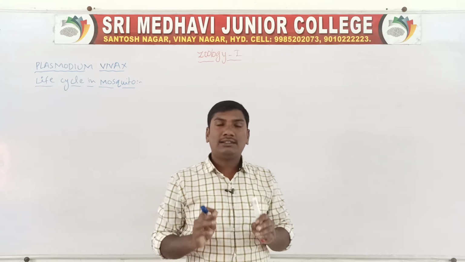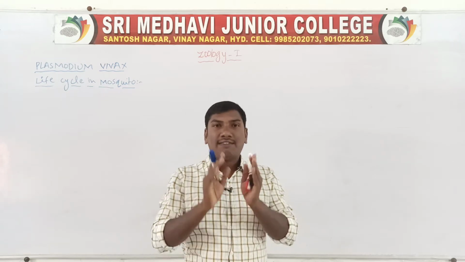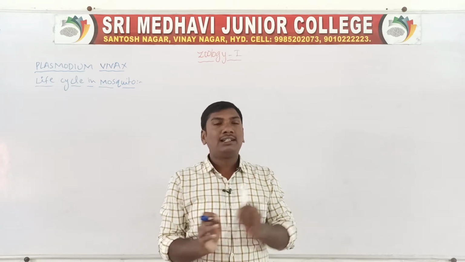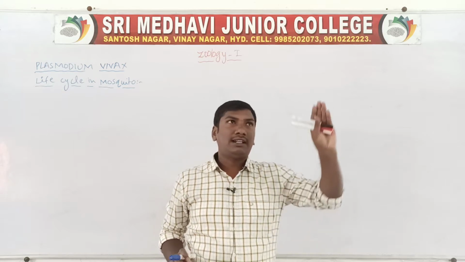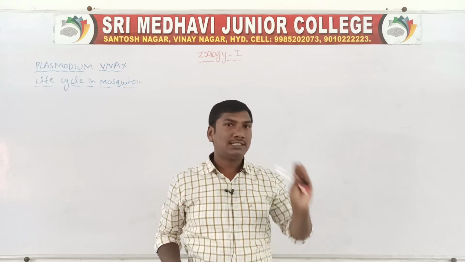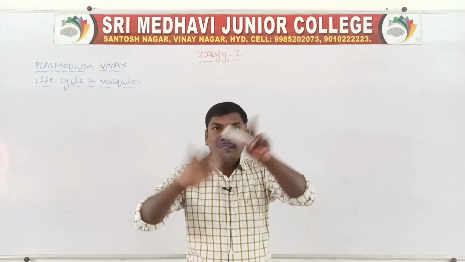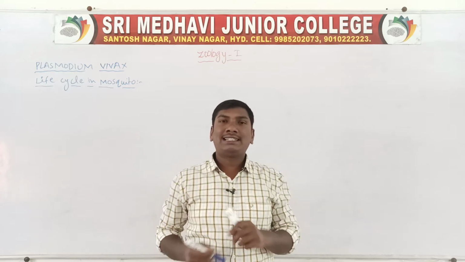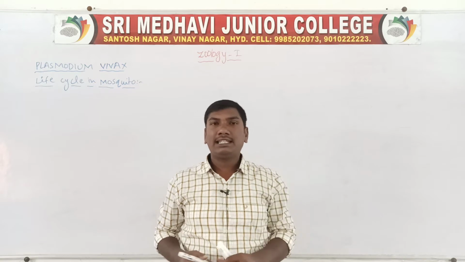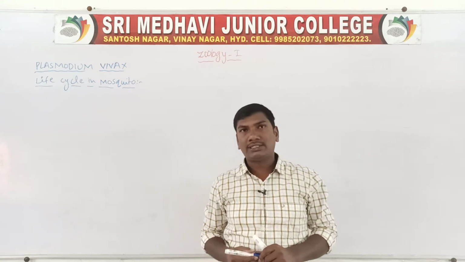In the last class, the erythrocytic cycle: the final step of the erythrocytic cycle is the formation of gametocytes. Large size is called female gametocytes, small size is called male gametocytes, and they are present in the blood circulation along with the other stages of the erythrocytic cycle.